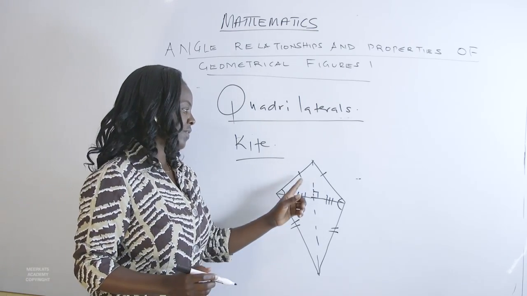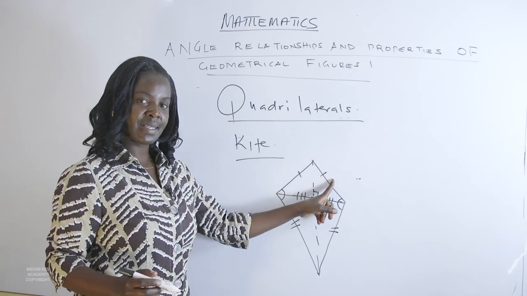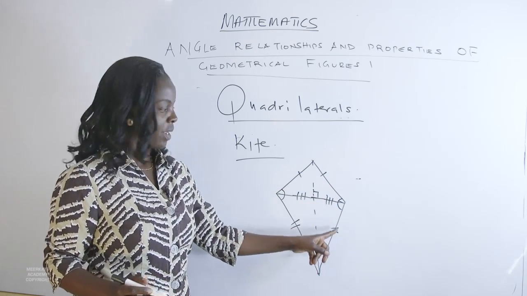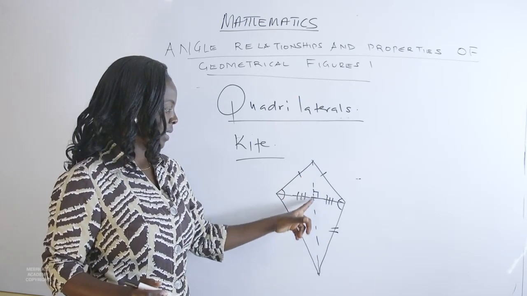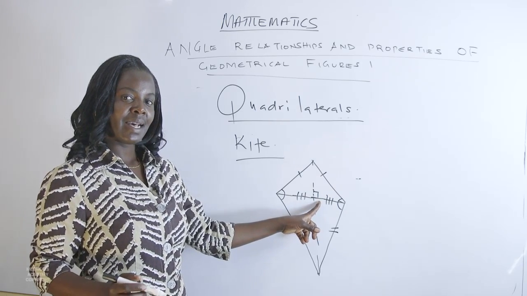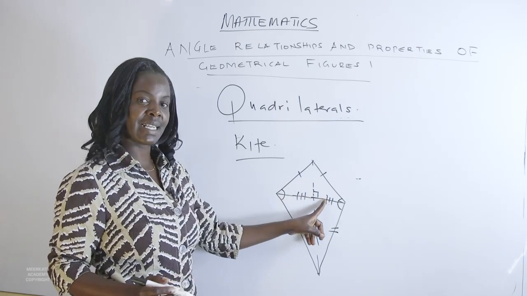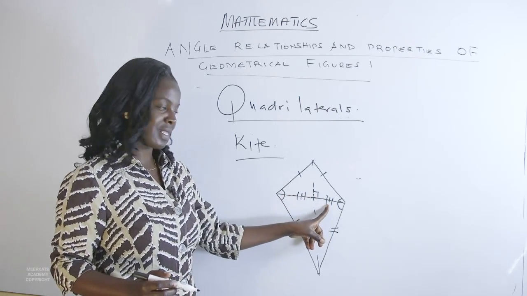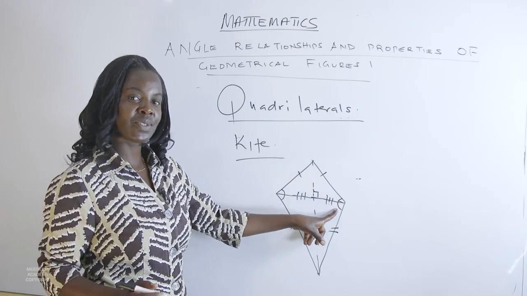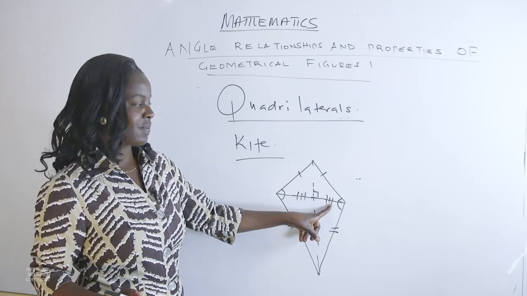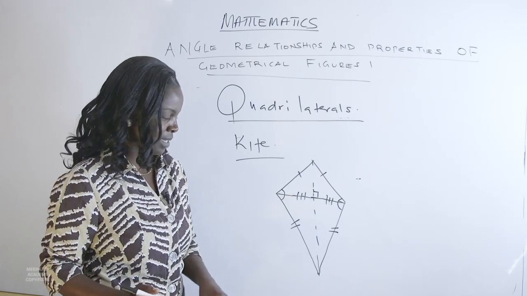This is a kite. We have a kite having two pairs of equal sides. This side and this side are equal, and then this side and this side are equal. Then when we draw the diagonals, you realize that they cross at 90 degrees, and one of the diagonals is bisected. In other words, divided into two equal lengths, but the other one, no. So this is what happens when we draw the diagonals on a kite. They meet at 90 degrees.